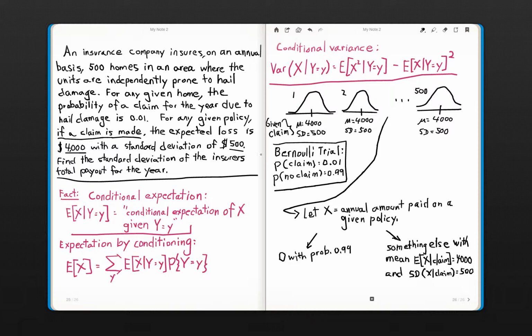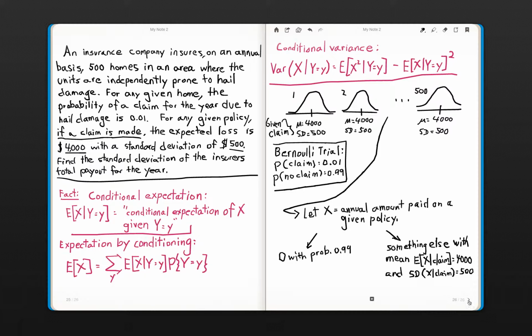So for each of these 500 policies, two things can happen. With probability 0.99, nothing is paid out, or if there is a claim, then it's pulled from its respective distribution, as I've drawn here, and it has conditional mean of 4,000 and conditional standard deviation of 500.